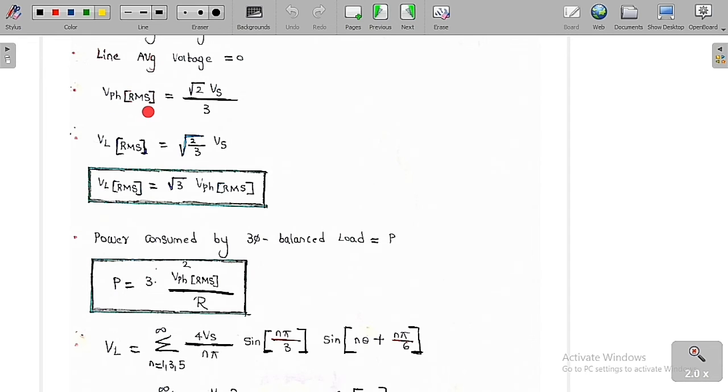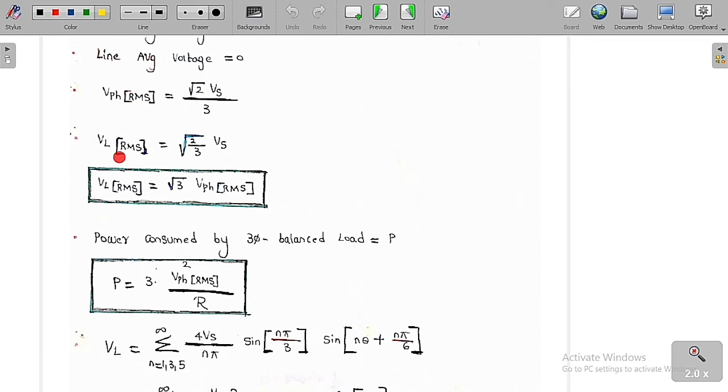If you try to find the RMS value of the phase voltage, then finally you are going to get root 2 Vs by 3. So root 2 Vs by 3 is what we get for the RMS value of the phase voltage.